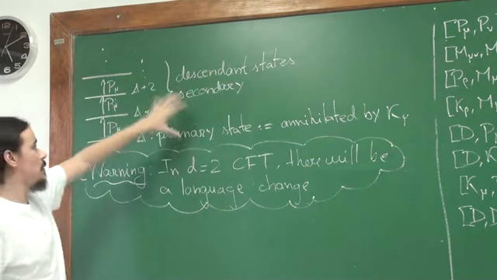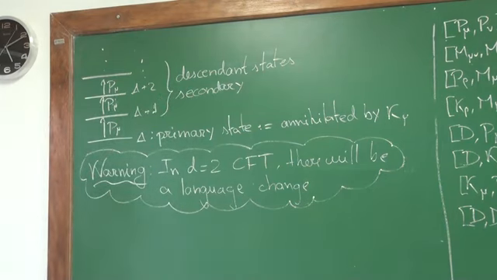But secondary states, descendant states, are always this. Okay?